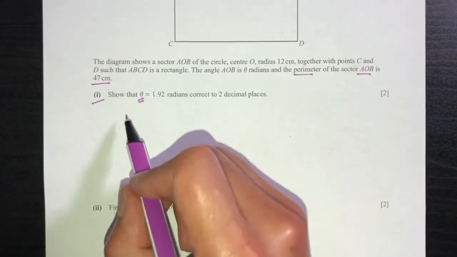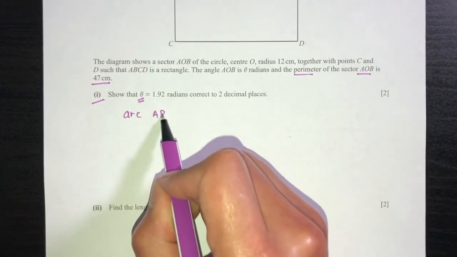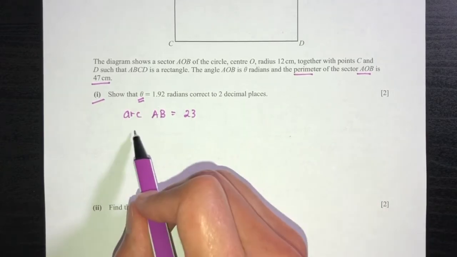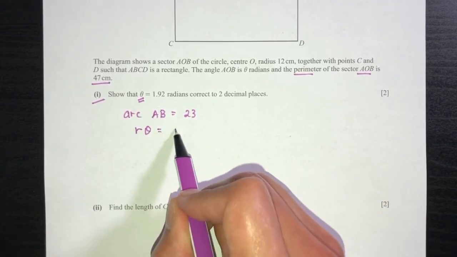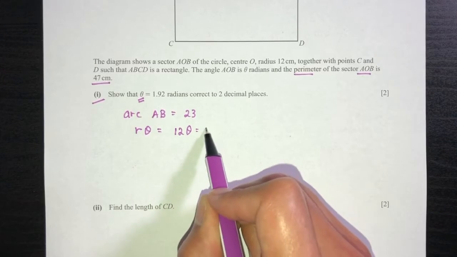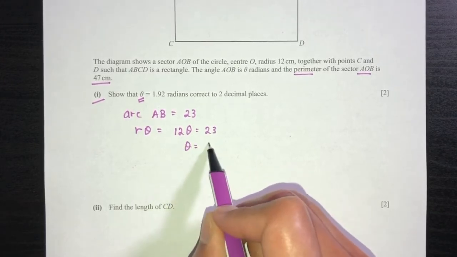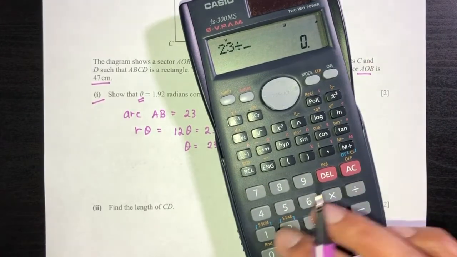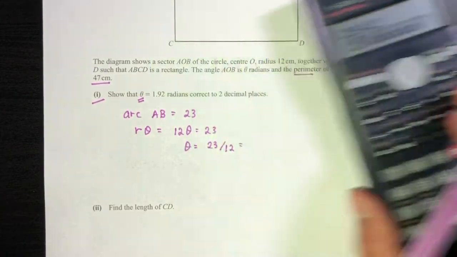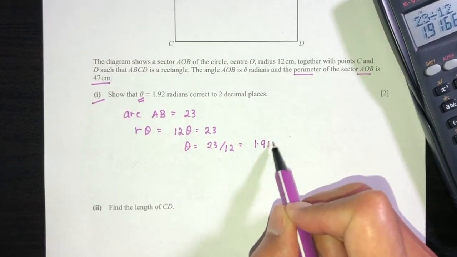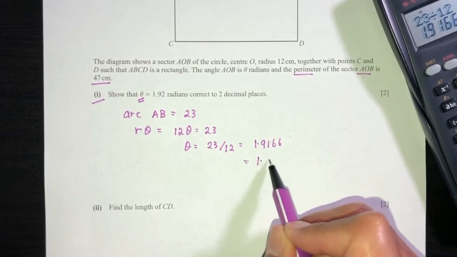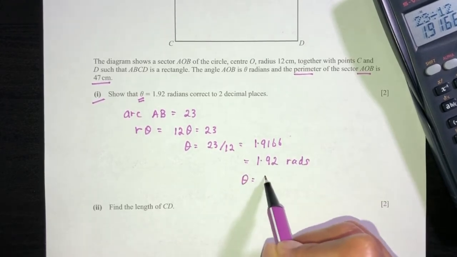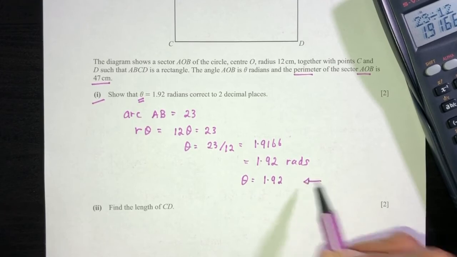Okay, so we know that arc AB is equal to 23. So what is the formula for arc? It is r times theta, which is 12 times theta is equal to 23. So the value of theta will be 23 divided by 12, which is 1.9166, which is 1.92 radians. That is your value of theta. This is shown as required.